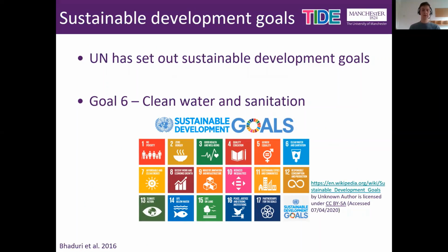The United Nations set out 17 key sustainable development goals. Water is a key area within those goals, and Goal 6 is focused on clean water and sanitation, demonstrating the importance of water quality on a global scale.